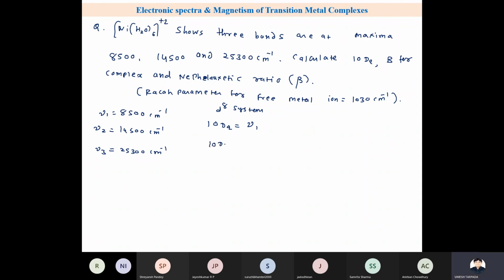So 10 DQ, or you can say octahedral splitting, is equal to 8500. This is your first calculation. What about next? That is for B of the complex. So 15B is equal to न्यू 3 plus न्यू 2 minus 3 न्यू 1. What is न्यू 3?